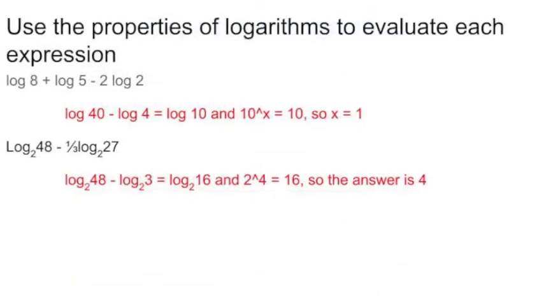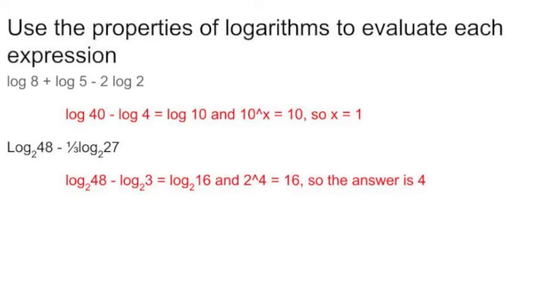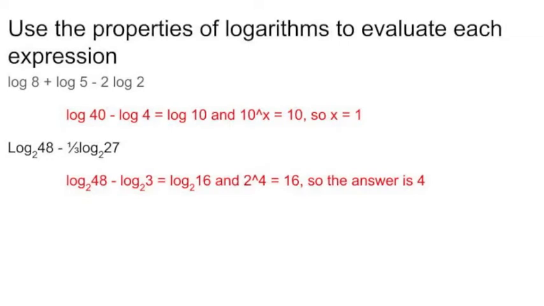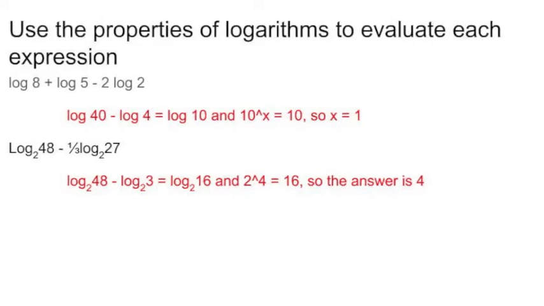Okay, using our properties, we are going to evaluate each logarithmic expression. So here, instead of actually evaluating each specific logarithm, we're going to use the properties, write it as a single logarithm, and then evaluate that single logarithm. So we have log 8 plus log 5 minus 2 log 2. We know the base of each of those logarithms is 10.